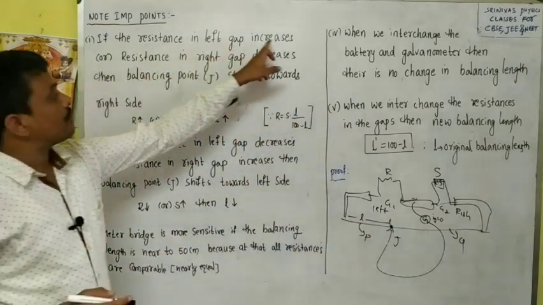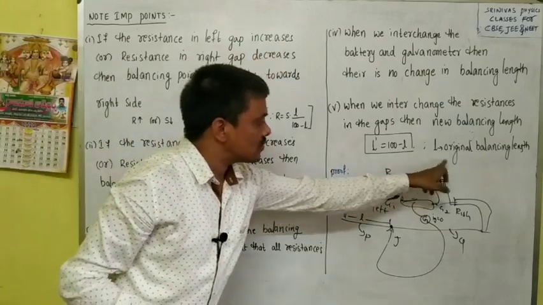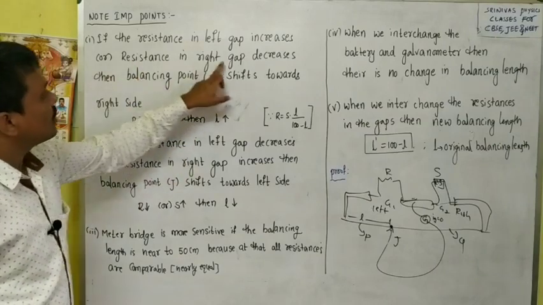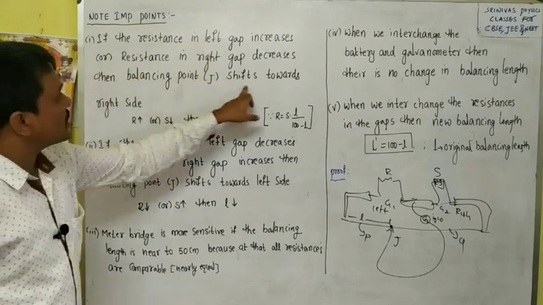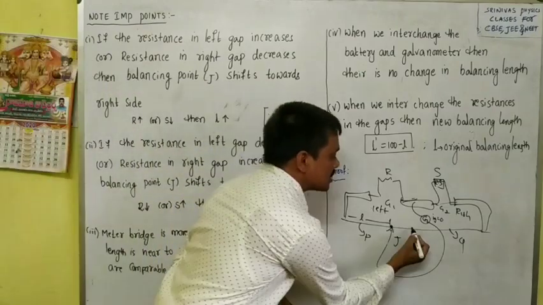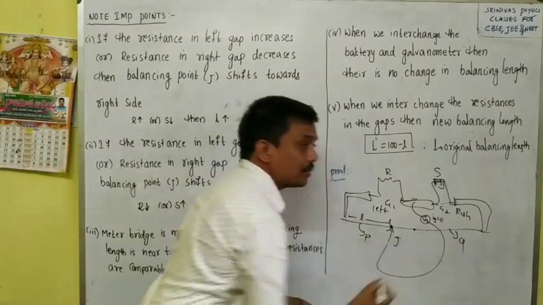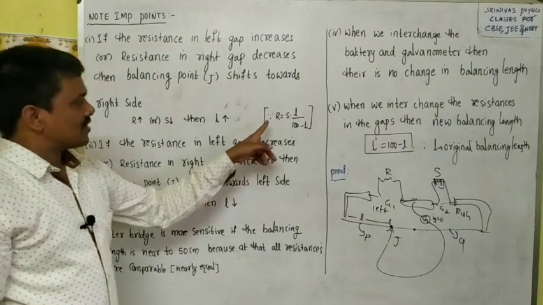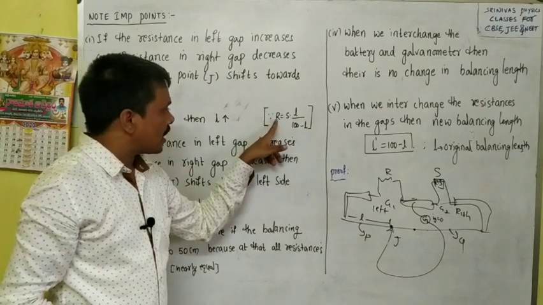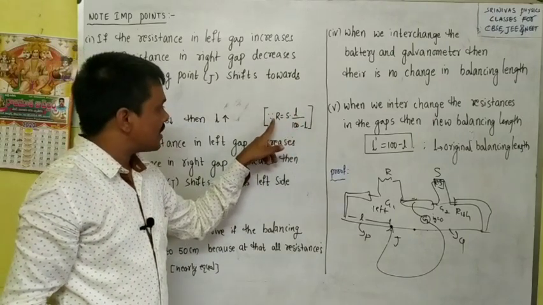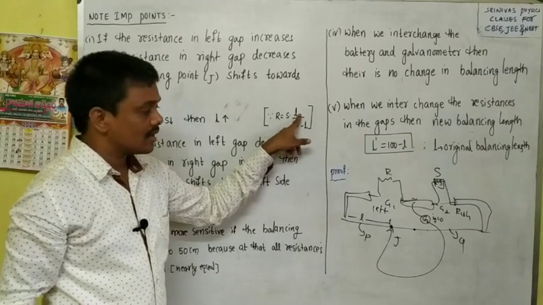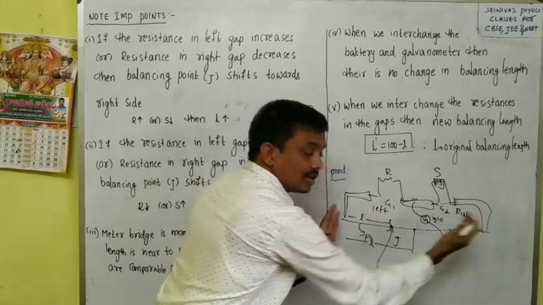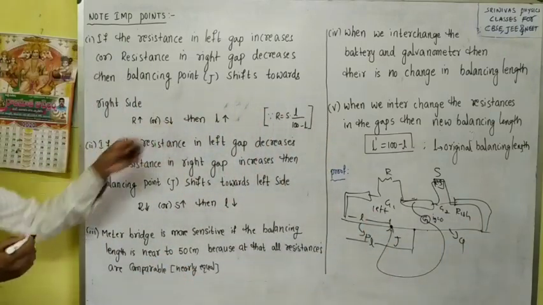If the resistance in the left gap increases, that is, R increases or S decreases, then what happens to the balancing length? The balancing point shifts towards the right side. That means the new balancing point you will get here or here or here. Why is it shifting? It is very simple. From this figure we can say that R is proportional to L, so when R increases, automatically L also increases. L is the balancing length, so L increases.